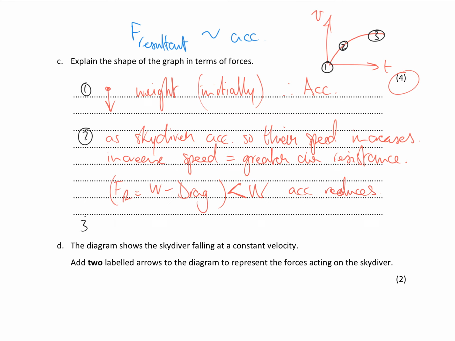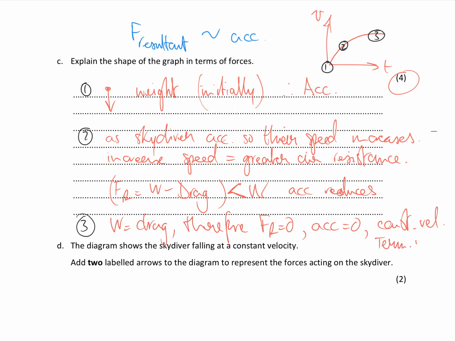And more crucially, at point 3, you'll get to a point where the weight is equal to the drag. Therefore, the resultant force is 0. So the acceleration is 0. So you reach a constant velocity, i.e. a terminal velocity. Try and draw what's happening here. You have a, well, it's upside down. I won't draw what's happening there. I hope that makes sense.